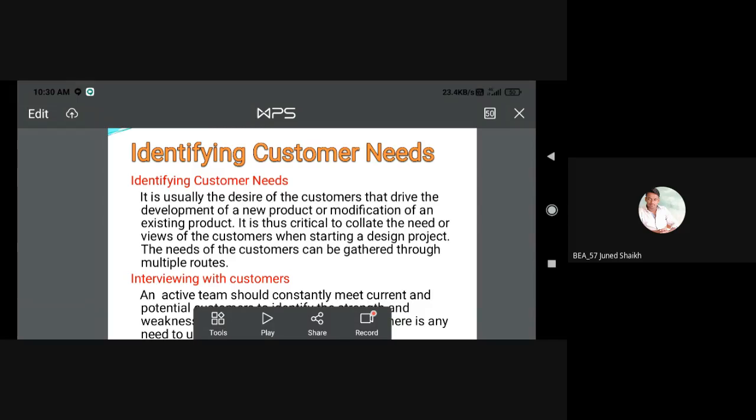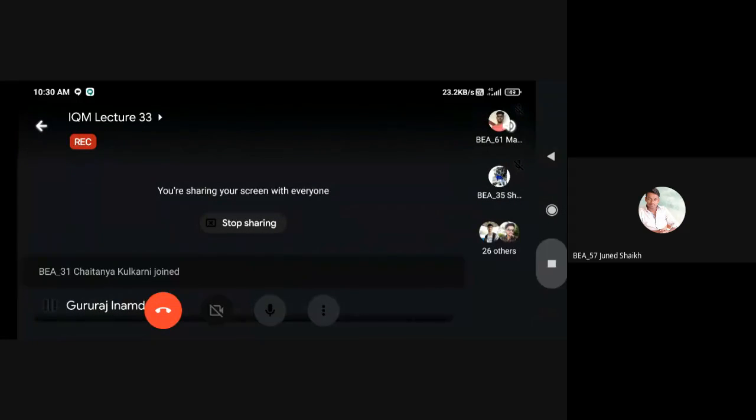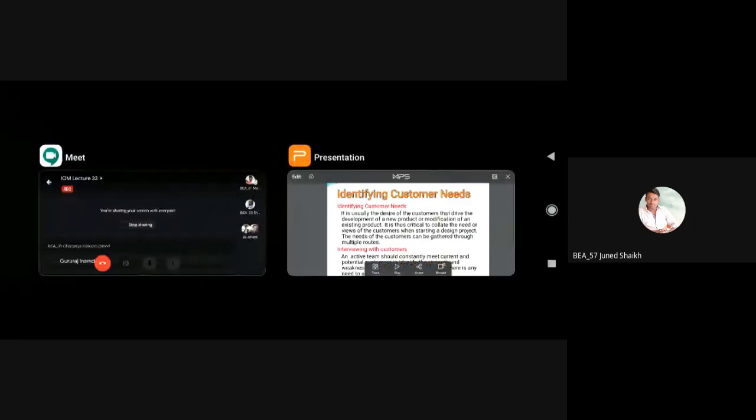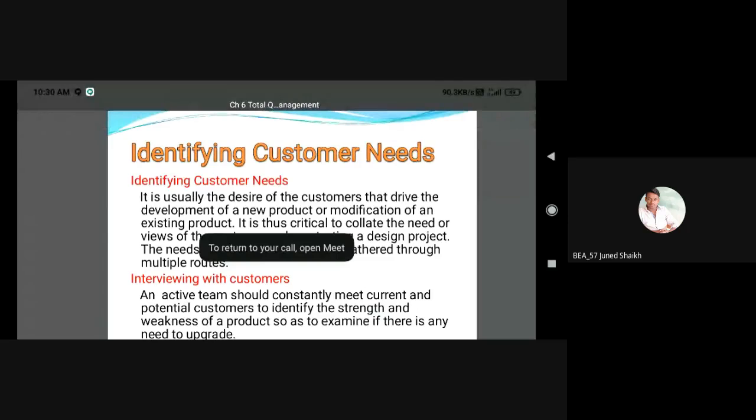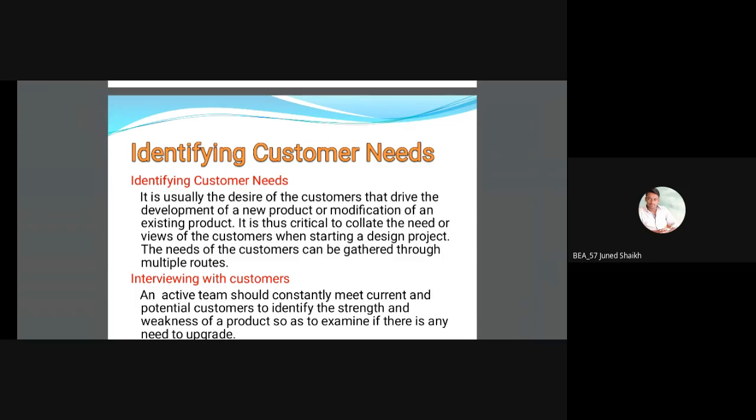So whenever you get an idea about the customer need, you will get an opportunity to start that manufacturing. Definitely you will get an opportunity for such a subject. It is usually the desire of the customers that drives the modification of an existing product.